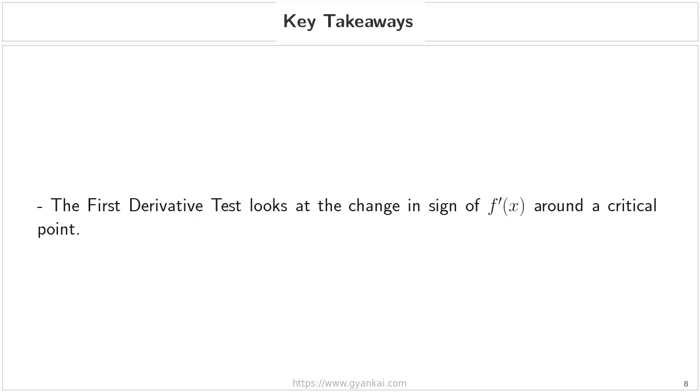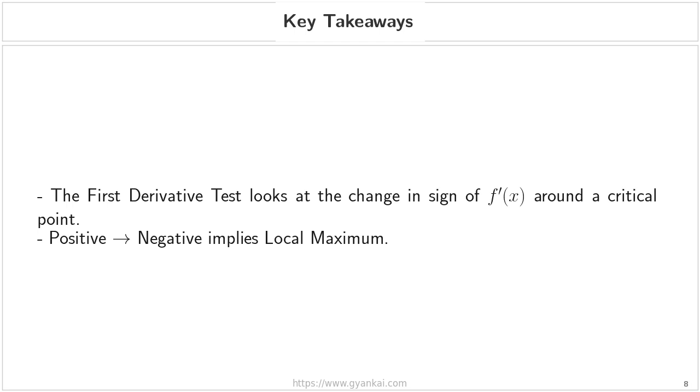Key takeaways. Now that we have walked through the practical example of optimizing company profit, let's consolidate everything we've learned into a few key takeaways. First, remember that the core of the first derivative test is analyzing the change in sign of f prime of x as we move across a critical point. We aren't just looking at the value of the derivative, but how it behaves on either side of the point.